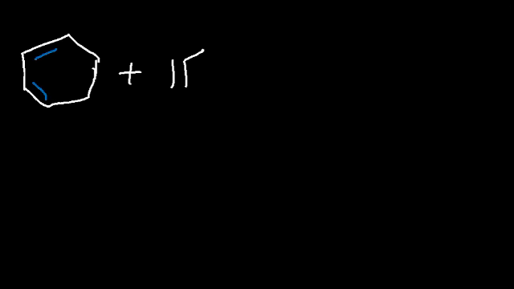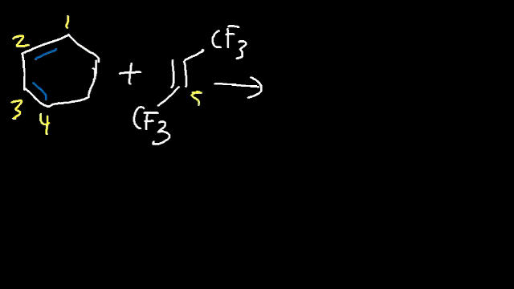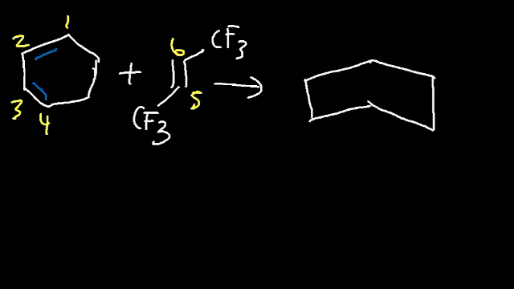Now let's try another example. So let's say if we have a 1,3 cyclohexadiene, instead of cyclopentadiene, and let's react it with this particular compound. So go ahead and draw the major product. So this is going to be carbon 1, 2, 3, 4, 5, and 6. So here is our 6 carbon structure. And notice that there's 2 carbons between 4 and 1. So we're going to draw it like this this time.